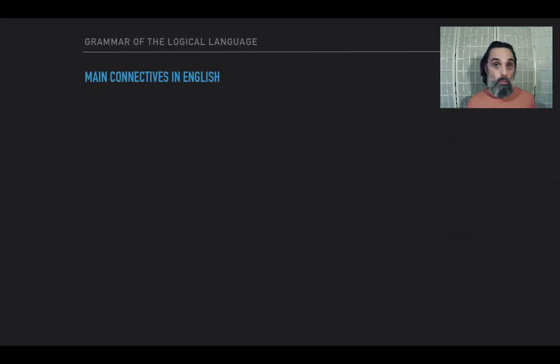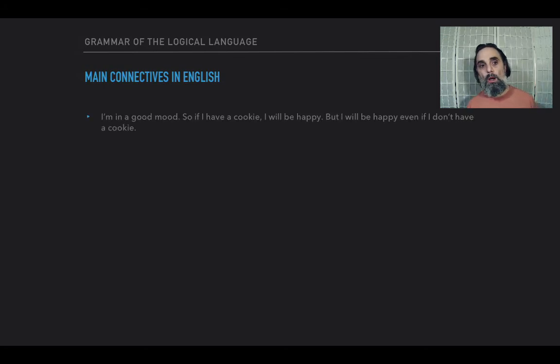And the main connective tells you what type of sentence it is. If the main connective is a conditional, then it's a conditional sentence. If the main connective is a negation, then the sentence is a negation. Okay, so let's look at some main connectives in English.